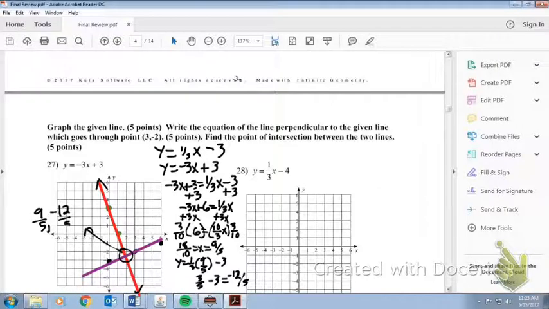Take a deep breath. Hit pause if you need to. Damp your head with a do-rag from all that sweat you're collecting. And let's move on to 28.